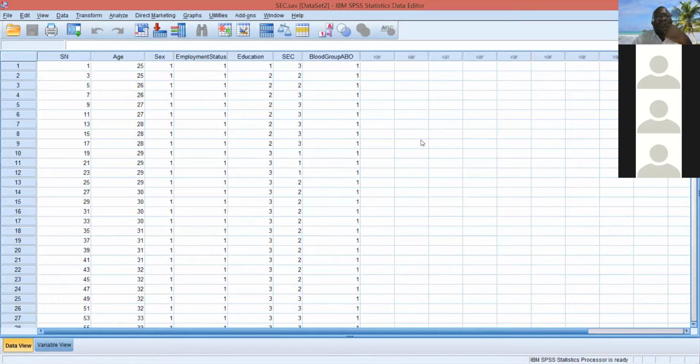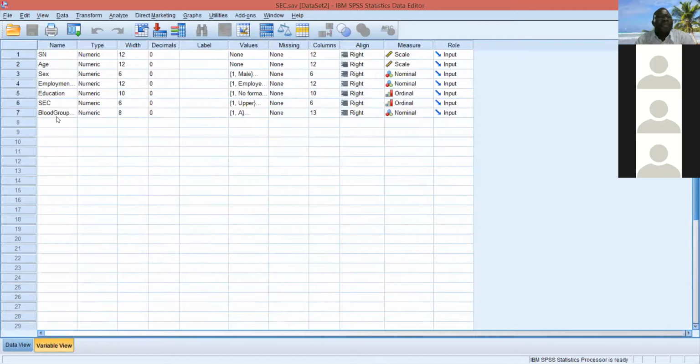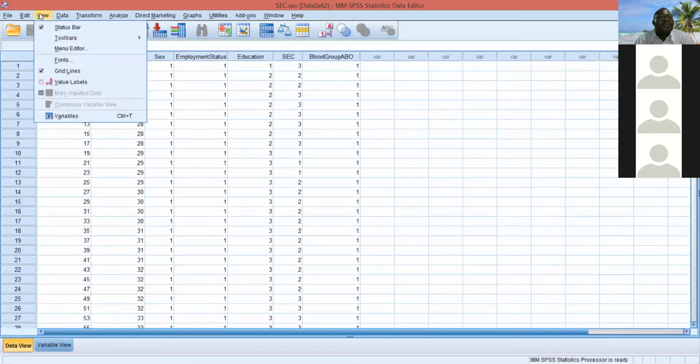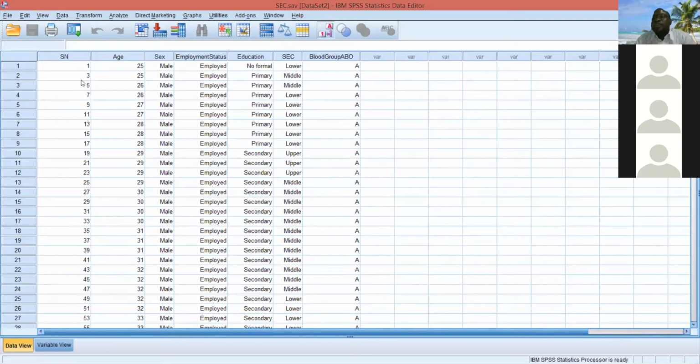We have already coded it, though you can go and check that. Click on the view, let them see the coding. Go back to data view, then click on the view menu and click on value labels. Can you see now? It lets you turn it off or on. We have coded male 1, female 2, and employed 1, unemployed 2. That's not the issue now.